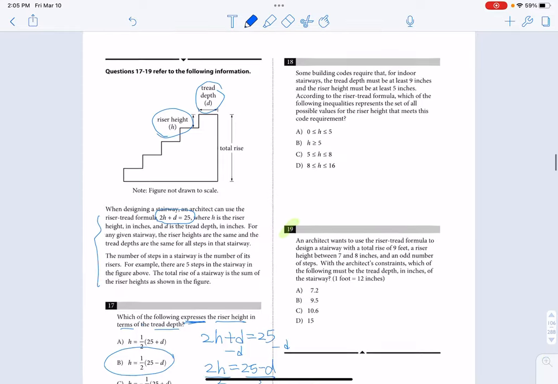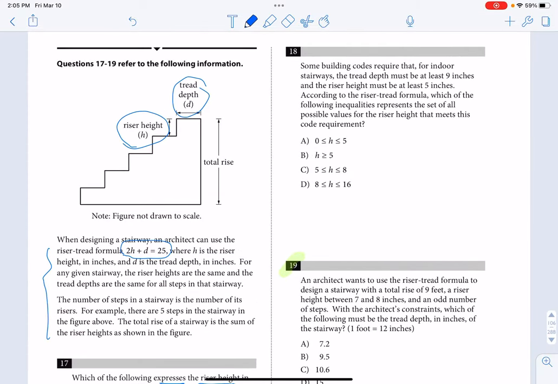And then they say here, some building code requires that for indoor stairways, the tread depth must be at least 9 inches and the riser height at least 5. So d is greater than or equal to 9, and riser height, which is h, must be greater than or equal to 5. According to the riser tread formula, which of the following inequalities represents the set of all possible values for the riser height that meets this code requirement?